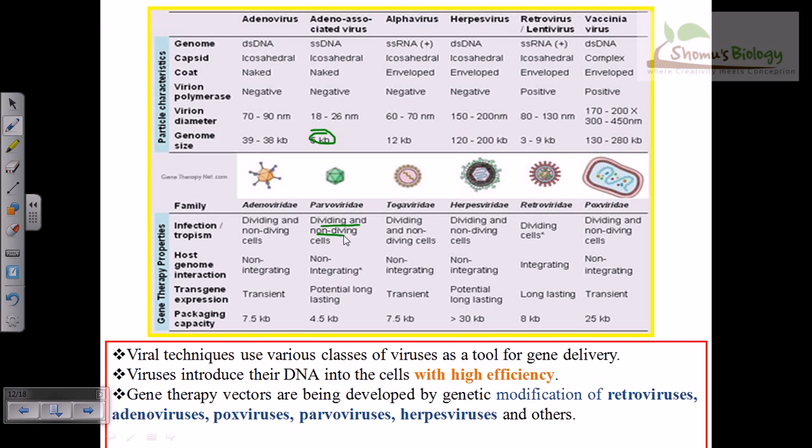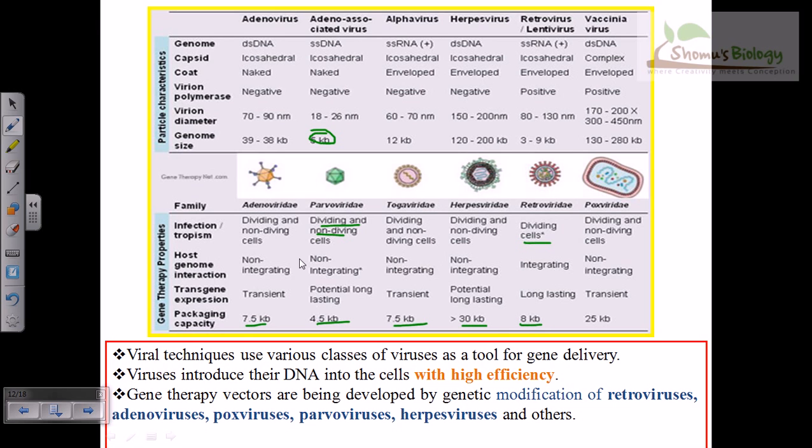So dividing or non-dividing cells, some of them can only attack dividing cells, something like that, because most of the cells inside our body where we are doing this therapy are in post mitotic phase, so they usually don't divide, like in neural cells, right? So in neural cell therapy we must take those viruses that can infect the non-dividing cells. Okay. And also packaging capacity is also important depending upon the size of a gene.